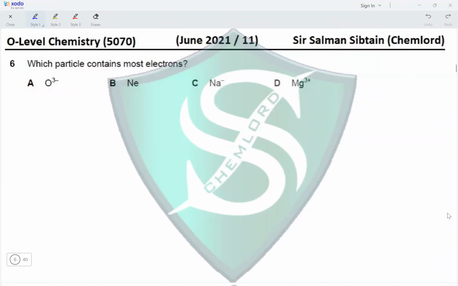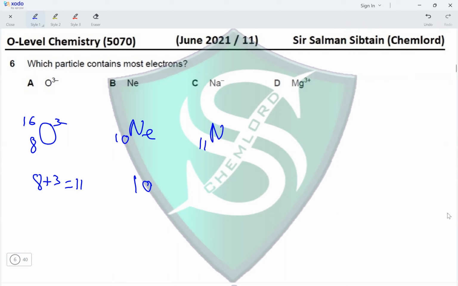Question 6. Which particle contains most electrons? So, oxygen has a proton number of 8 and a nucleon number of 16. So, it has 8 electrons and it has a charge of 3 minus. So, 8 plus 3 gives us 11 electrons in O3-. Now, next is neon. Neon has a proton number of 10, which means it has 10 electrons present. Next, Na+, sodium has a proton number of 11, but it also has a positive charge here.